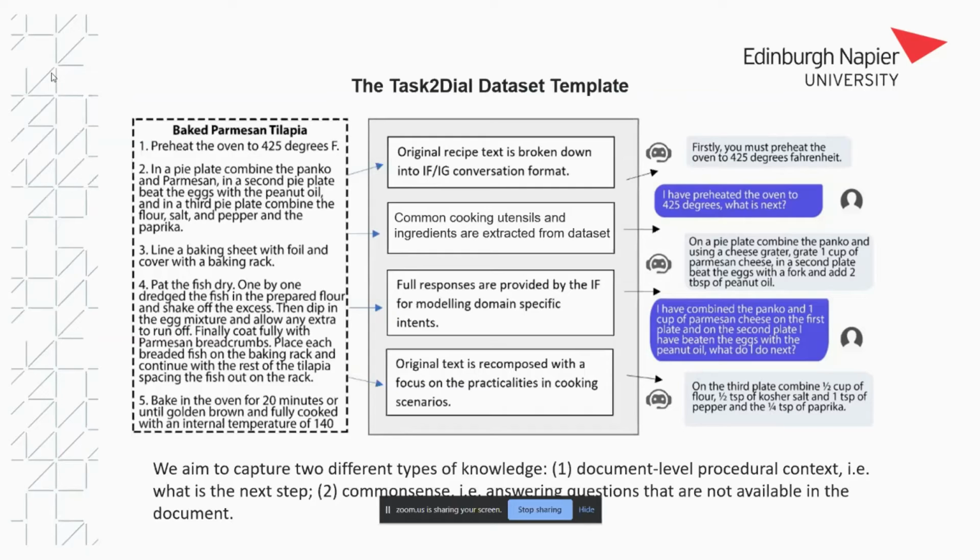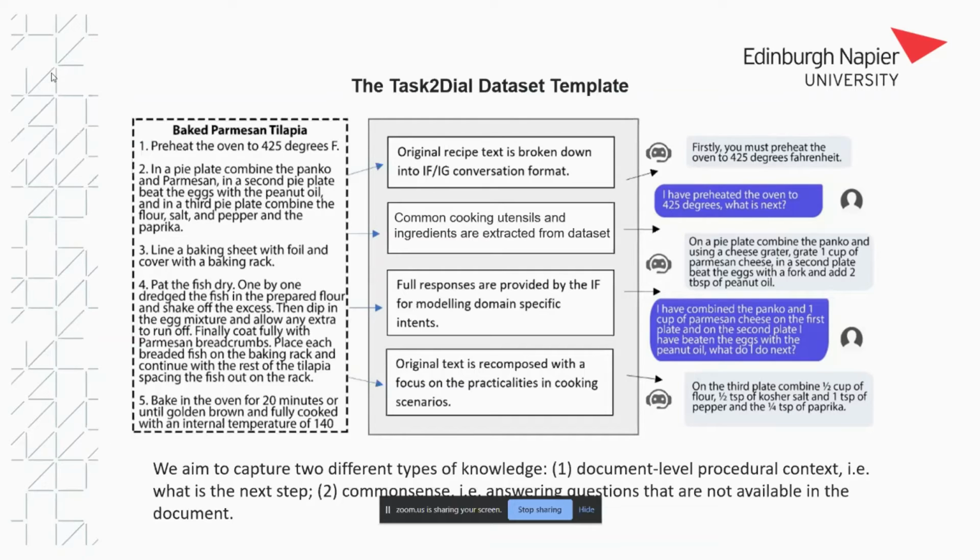We want the user to be able to provide full, long responses, which we are modeling for domain specific intents, and also common responses, things like yes, okay, next, which are global responses that can be used for other domains. And we also want to recompose the original text to focus on the practicalities of cooking scenarios. That's similar to what I mentioned before about using oven gloves, or maybe a recipe says, I don't know, spread butter on toast, but it doesn't say using a butter knife. So we want to increase accessibility that way.